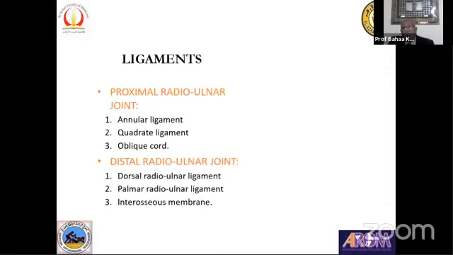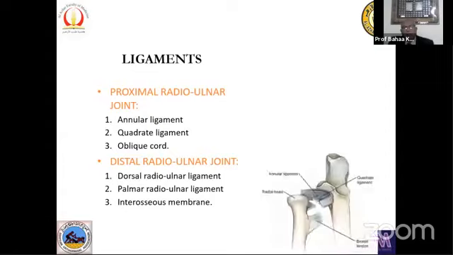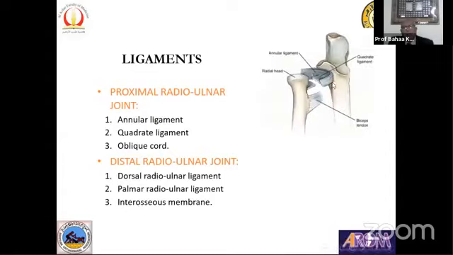The ligaments are very important structures. The proximal radioulnar joint has three ligaments: the annular ligament, the quadrate ligament, and the oblique cord ligament. This is the annular ligament, this is the quadrate ligament, and this is the oblique cord ligament. This is for the proximal radioulnar joint.